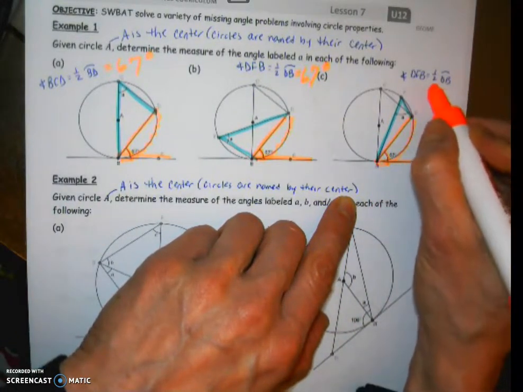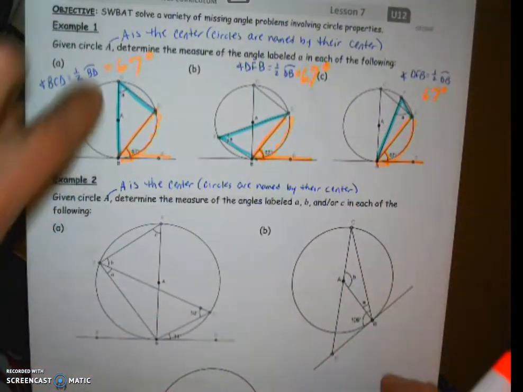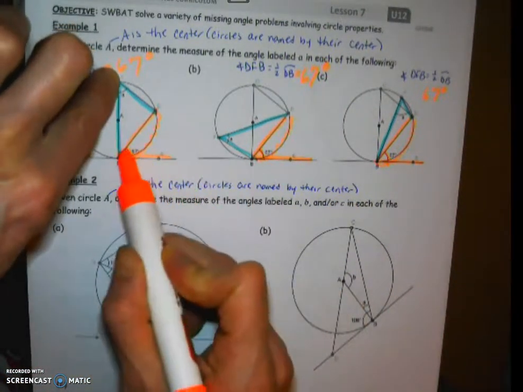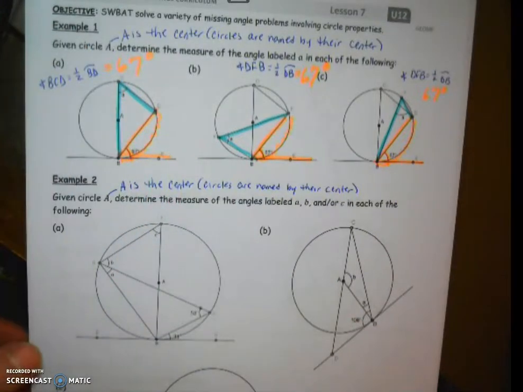So therefore, this angle will also be 67 degrees. So an inscribed angle and an angle formed by a tangent and a chord, if they intercept the same arc, they'll have the same measure because they're both half the arc.